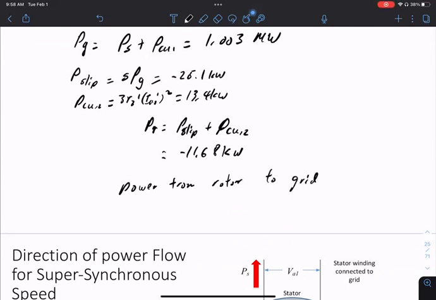Okay, so in all the equations, PR was assumed to be power to the rotor. You're adding power to the rotor, which gets into the air gap and comes out of it. Because it's negative, this is the rotor to grid flow.